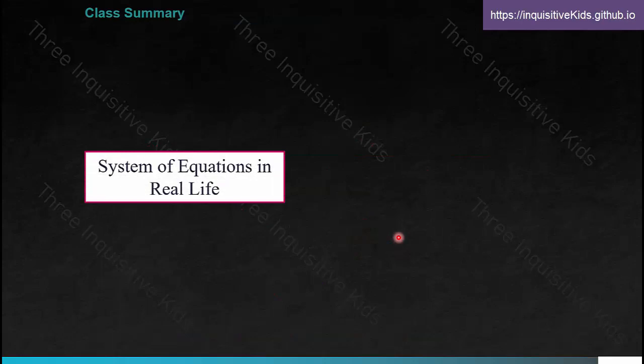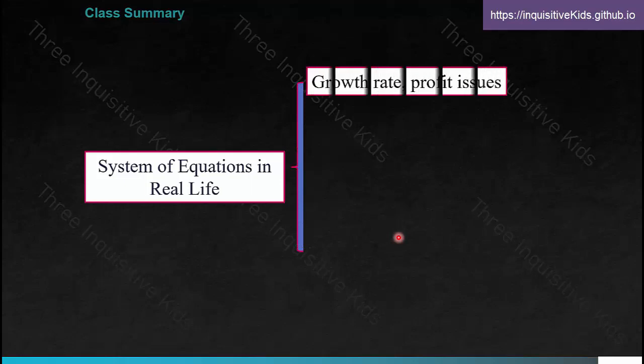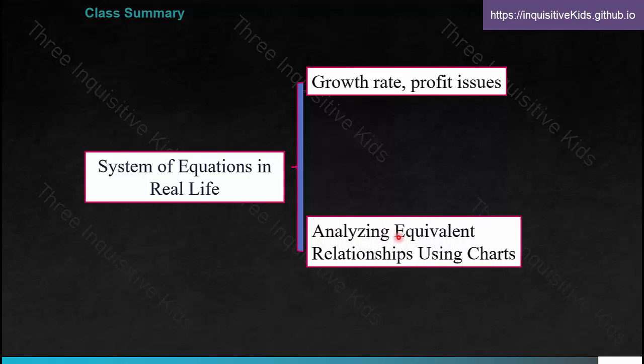Class summary. We learned all about systems of equations in real life. Remember, this is part 2. And we learned about growth rate, profit issues, all of that sort of stuff. We also covered equivalent relationships using charts. So those two charts that we used in the two examples were very, very crucial in helping us create the equations, create the variables. So I highly recommend you do that. Maybe you can stop doing them after you're pretty skilled, but it's just a good tool even if you're already proficient, because with harder and more complicated problems, you need a really good way to organize your thoughts.